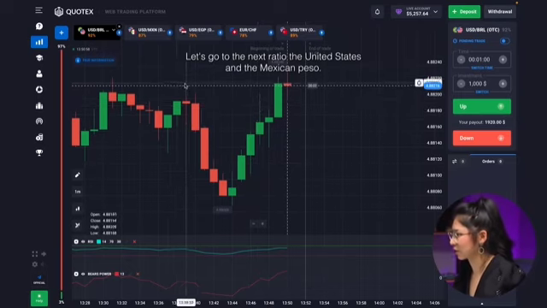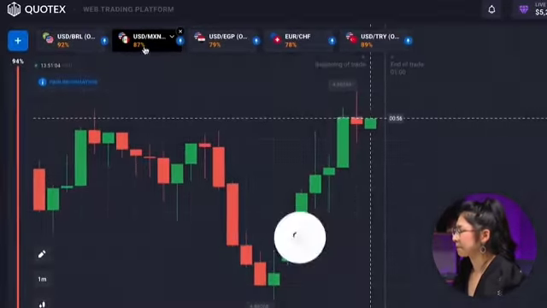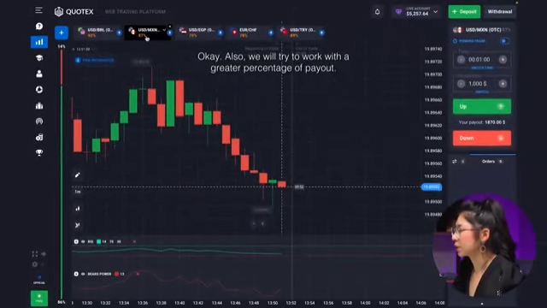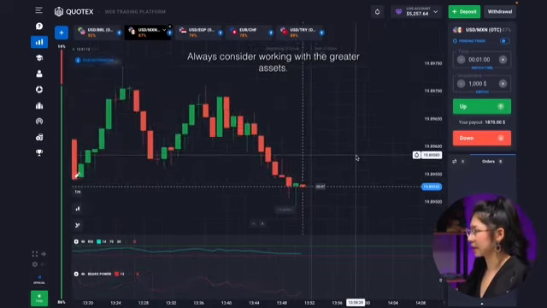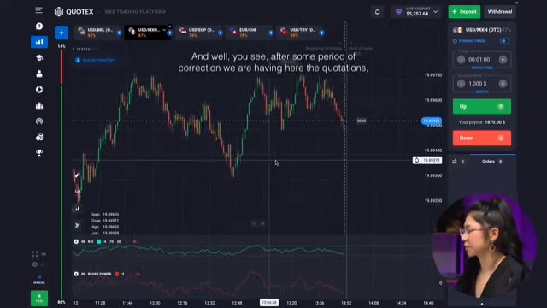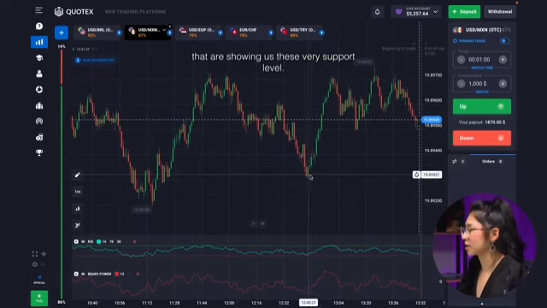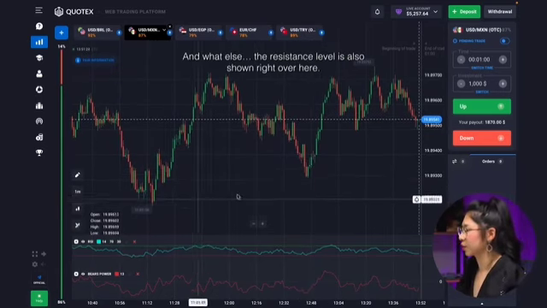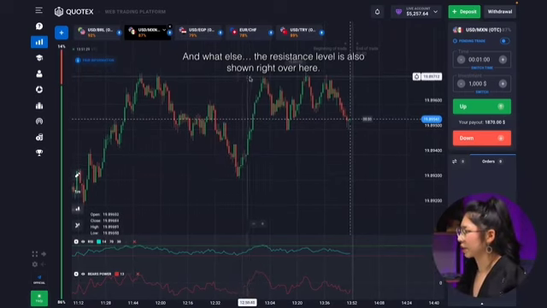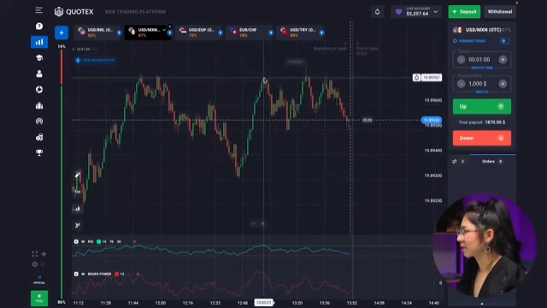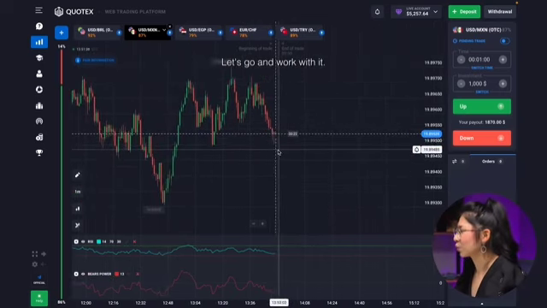And let's go to the next ratio, the United States dollar and the Mexican peso. Okay, also we'll try to work with a greater percentage of payout. Always consider working with greater assets. And you see, after some period of correction, we're having the quotations here, and then it showed us this very support level. The resistance level is also shown right over here. Maybe it's going to be the next bottom of the prices. Let's go and work with it.